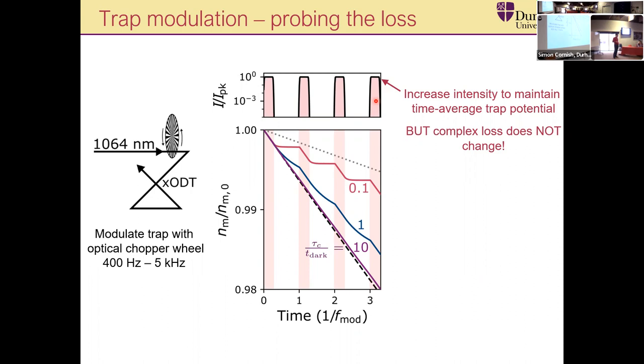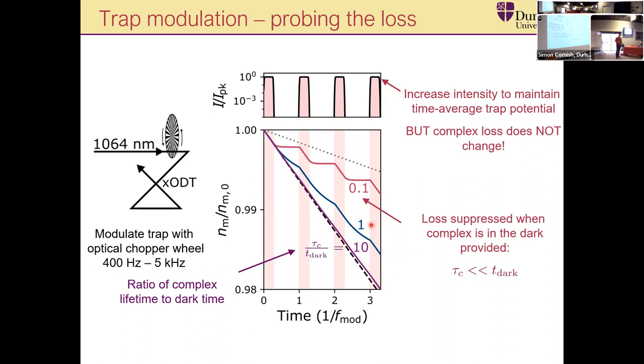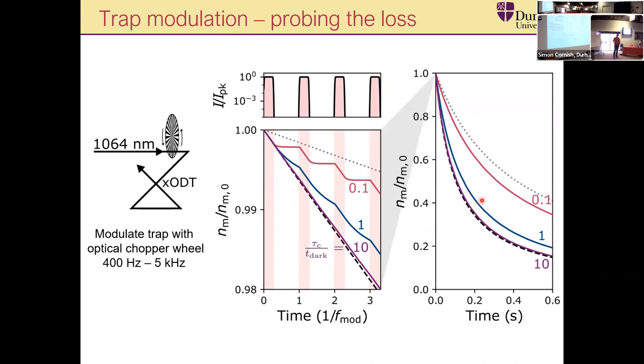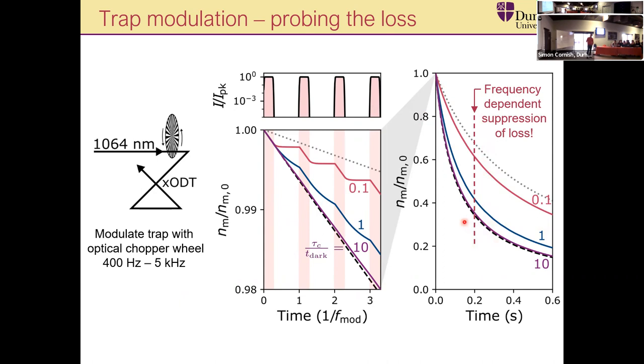And then, as I said, we can suppress the loss provided that the time spent in the dark is greater than this complex lifetime. This is plotting the decay curves for different ratios of this complex lifetime to the dark time. Obviously, if the complex lifetime is much longer than the dark time, then it doesn't work, and we just see decay, which looks like the unmodulated trap. If we extend this to longer times, what we expect to see as a function of this ratio is different decay curves. So the experiment we do is we sit at a particular time and measure the number of molecules as a function of the frequency of this chopping.